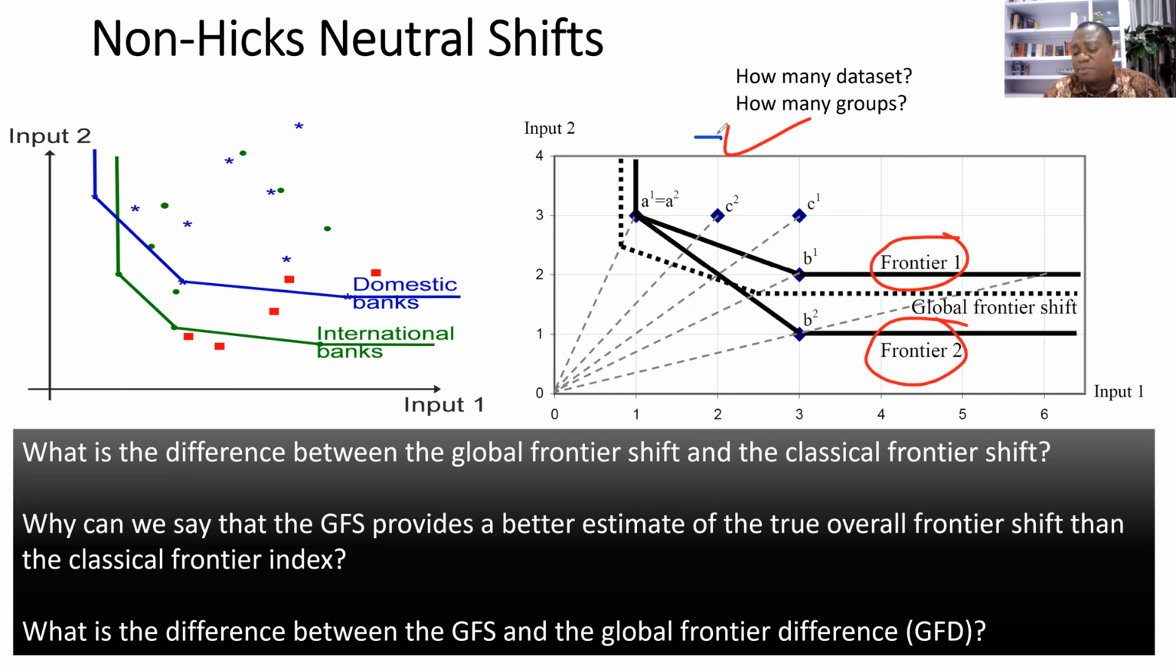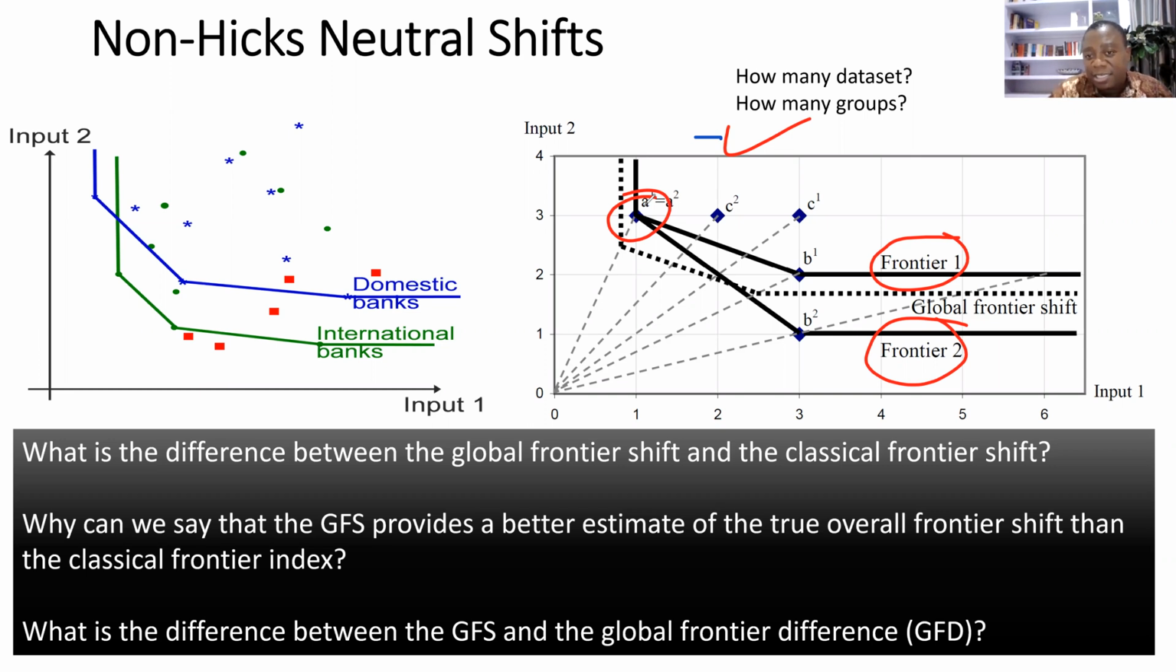Why is it not 50% improvement? Why is it not 100% improvement? The reason is that even though there is 21% improvement, it's not all sections of the frontier that have improved. Can you tell me which section of this frontier here has not improved? The A section. Exactly. The A section had no change at all, no improvement at all.